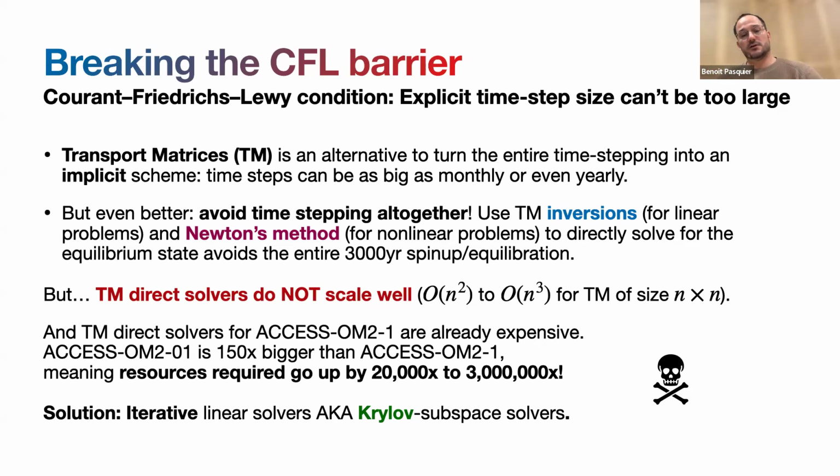If we move on to ACCESS-OM2 at 0.1 degree, which is 150 times bigger in terms of the number of grid cells that are part of the ocean model, that means squaring or cubing that number in terms of resources required to use the transport matrix. So it's 20,000 times to 3 million times more expensive. And that's, again, something you can't do. You're dead if you try to do that. You need another way to deal with this problem.